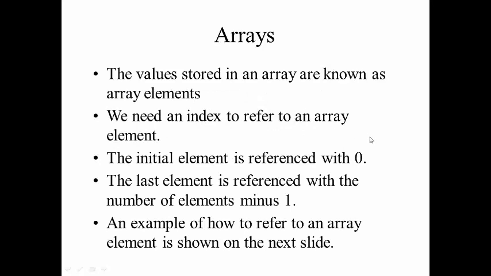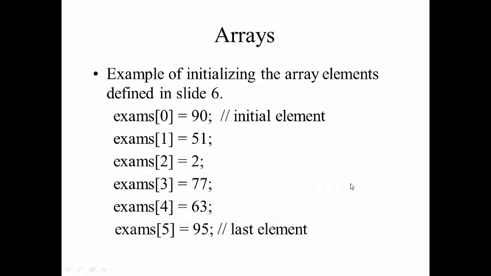And we need an index to refer to any of the array elements. The initial element is referenced with 0. The last element is referenced with the number of elements minus 1. That is very key. An example of initializing the array elements defined in that first slide back there, well, slide 6. exams[0] = 90.